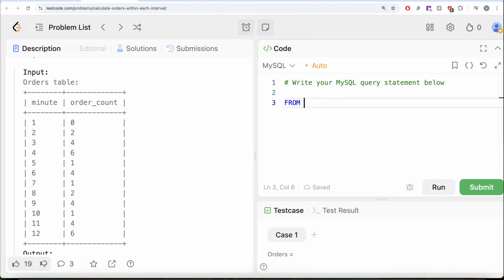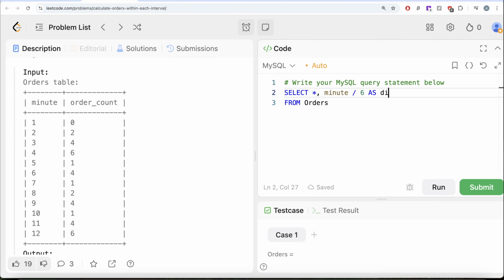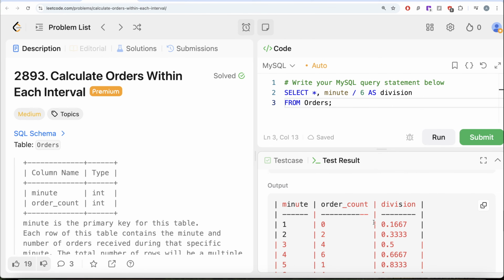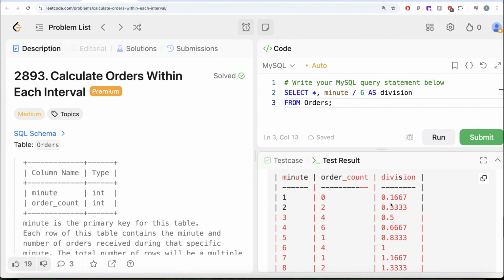So from this table called orders, let us keep both the columns that we currently have, and then let's divide the minute by 6, and let's alias this as division. Let's look at if we are getting the thing that we want in our output. So if I run this, you have 1 divided by 6 is 0.1667, and similarly so on.